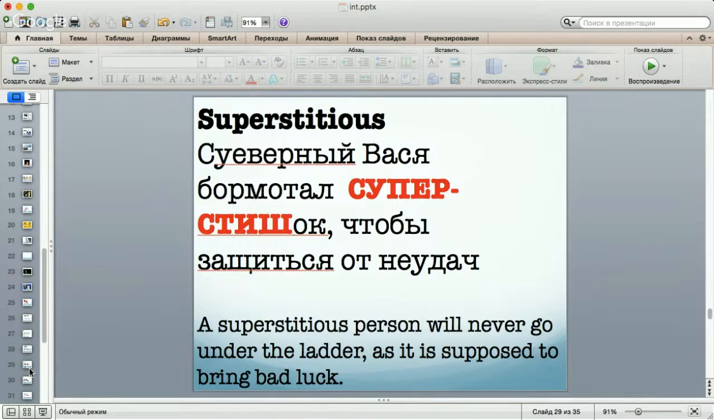which may be understood as a part of this national heritage. Because I think if you're superstitious, it may be somehow explained by your culture, by the country you come from. So superstitious. A superstitious person will never go under the ladder, as it is supposed to bring bad luck. Like that. Okay.